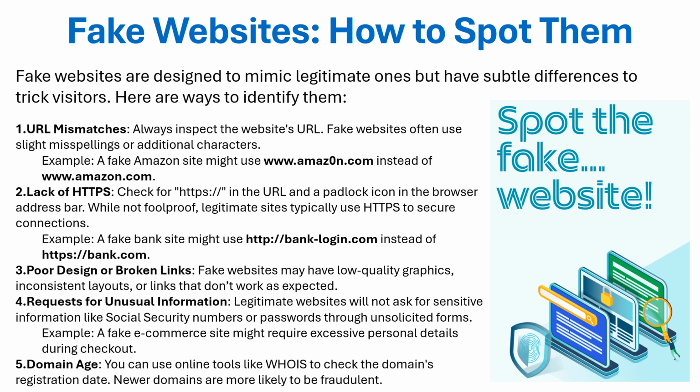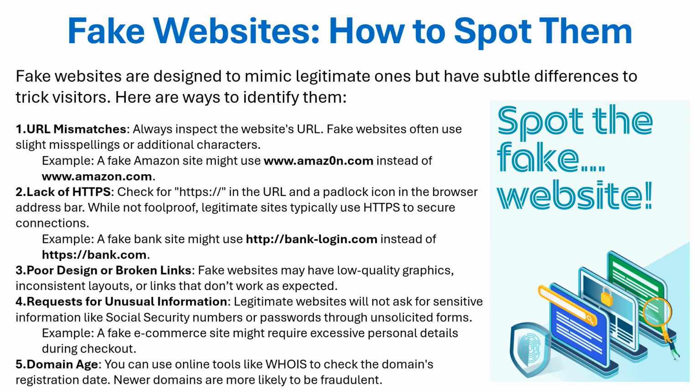First one, link mismatch. Always inspect the website URL. For example, websites often use slight misspellings or additional characters. A fake Amazon site may use www.amaz0n.com instead of the right one, www.amazon.com. So they use this kind of thing. Sometimes we don't consider them mistakes, but we call them mismatches.